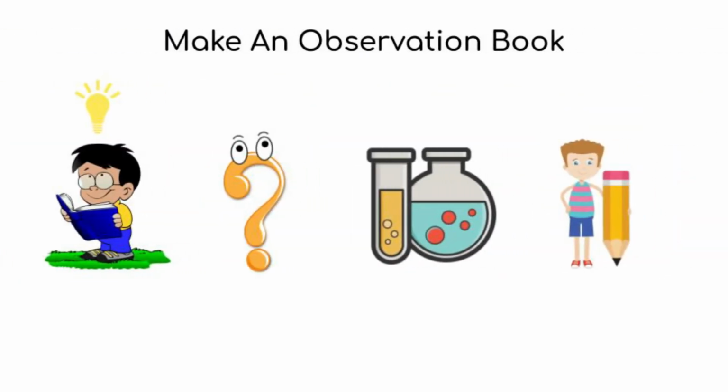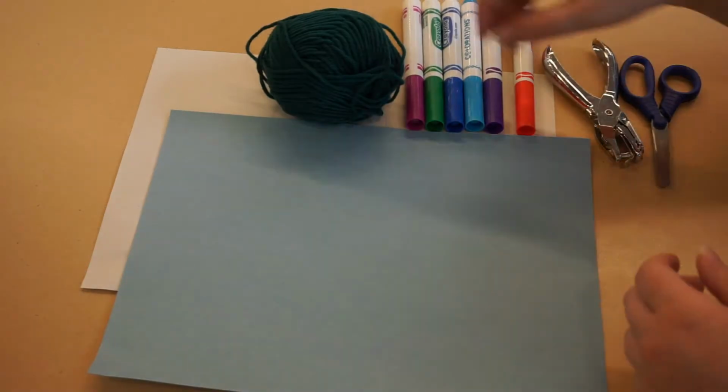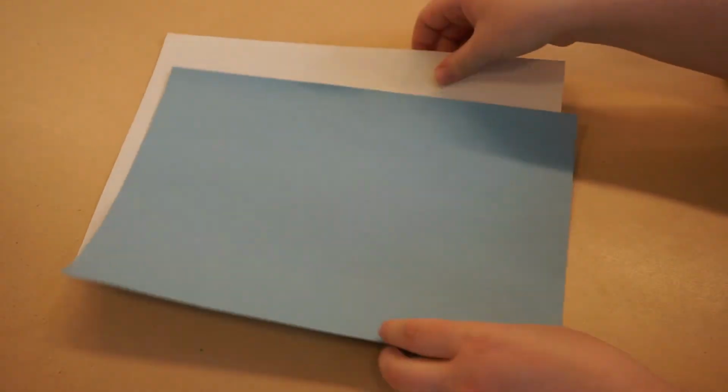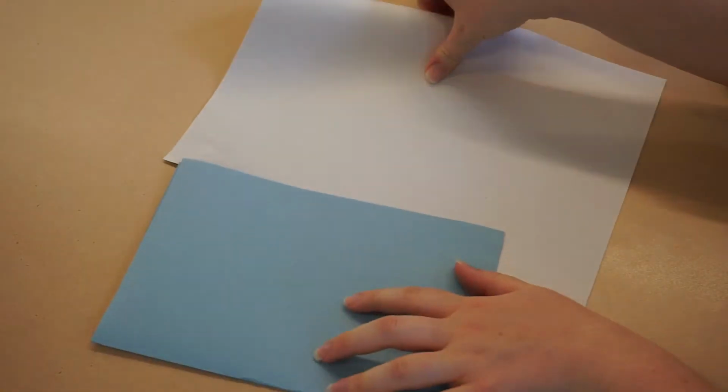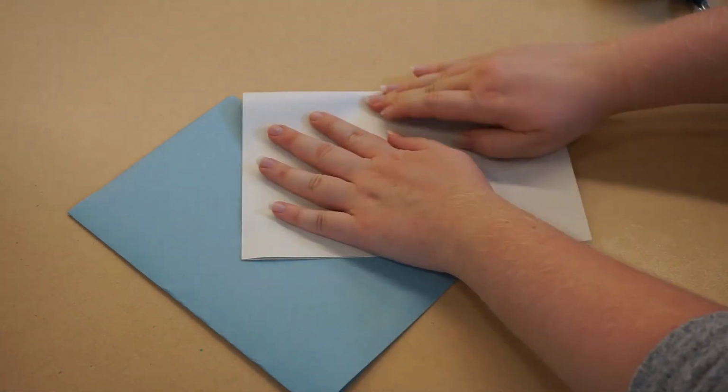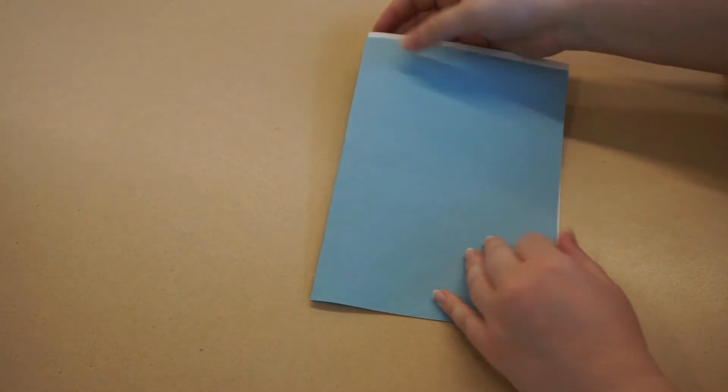And now there is one last bit before we get to the experiment, and that is to make an observation book. This is completely optional, but it is a great way to practice using the scientific method of making observations, asking questions, predicting the outcome of an experiment, and recording the results. For the observation book, it doesn't have to be anything fancy. There is no right way to make one. Just get creative and leave some blank space to write your hypothesis and observations after the experiment is done.